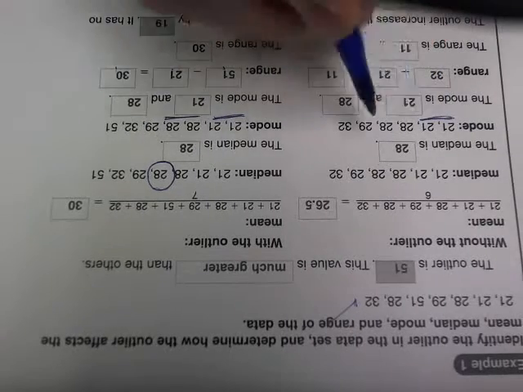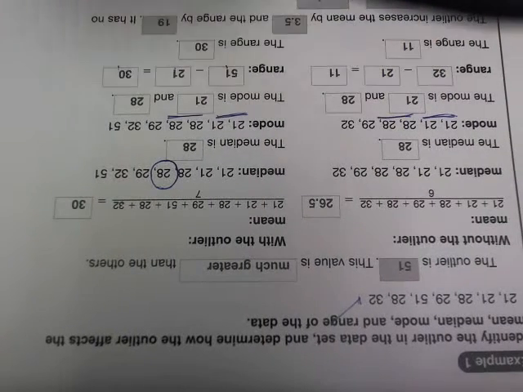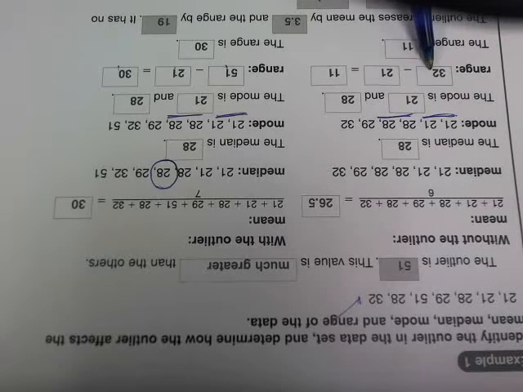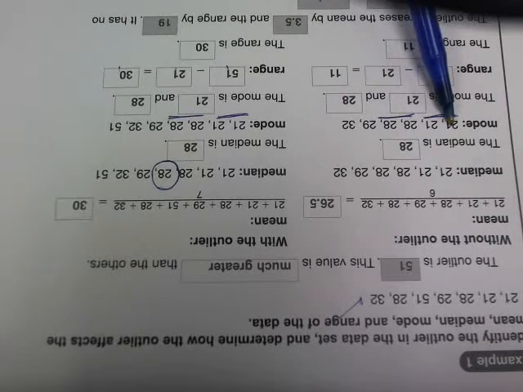Mode, the number that shows up most often. Even getting rid of 51, 21 is still there twice, 28 is still there twice, and that's the greatest number of times any number appears on the list. So that does not change either. The modes are still 21 and 28. And then the range is the difference of the big and the small, so 32 minus 21. And when I do that, that's 11.